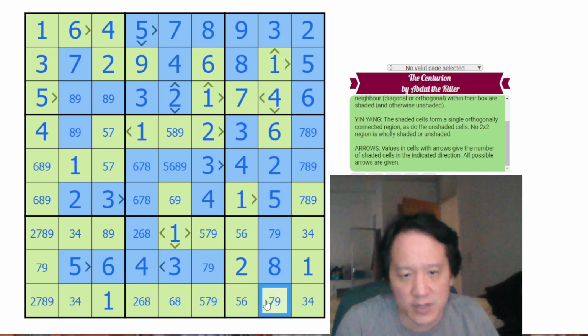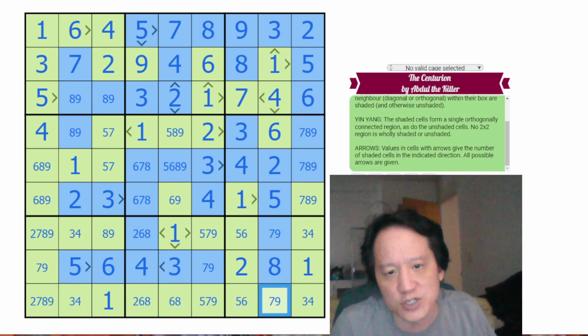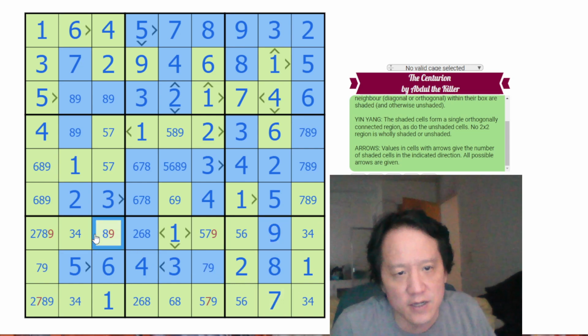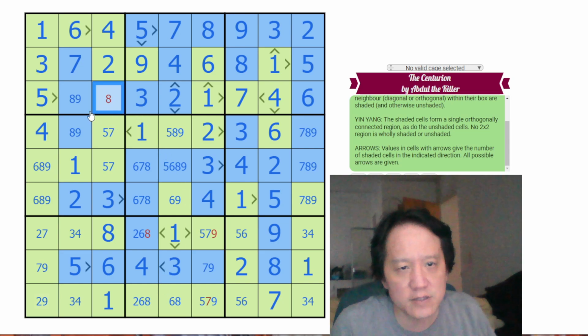Oh wait, this can't be 9. If this is 9, that would have to be shaded. So this is 7, this is 9. It's that 8. This becomes 7, 8, 9. That's 9. Okay, so this is 9. Yeah, I guess I just messed up this part.